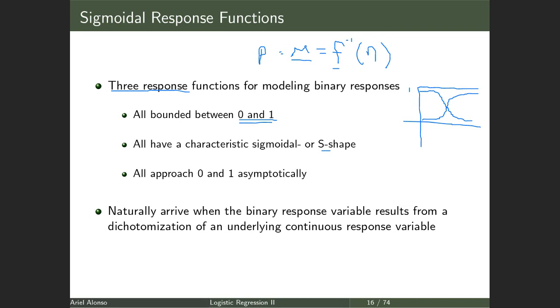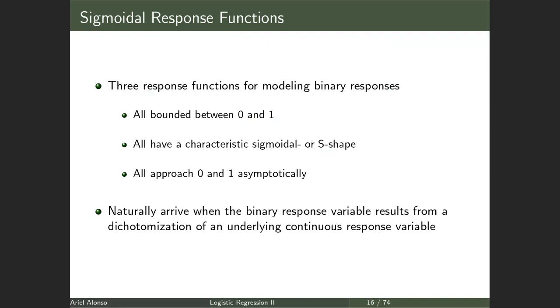And this last property is they all will approach 0 and 1 asymptotically. So if you go to the right far enough, they are going to get close to 1, or if they have the other shape, close to 0. And the same if you go far to the left. They are going to get close to 0 or close to 1. And they can go negative here, by the way. No, the probability stays between 0 and 1. This is always positive, but you can go negative in the predictors, obviously.